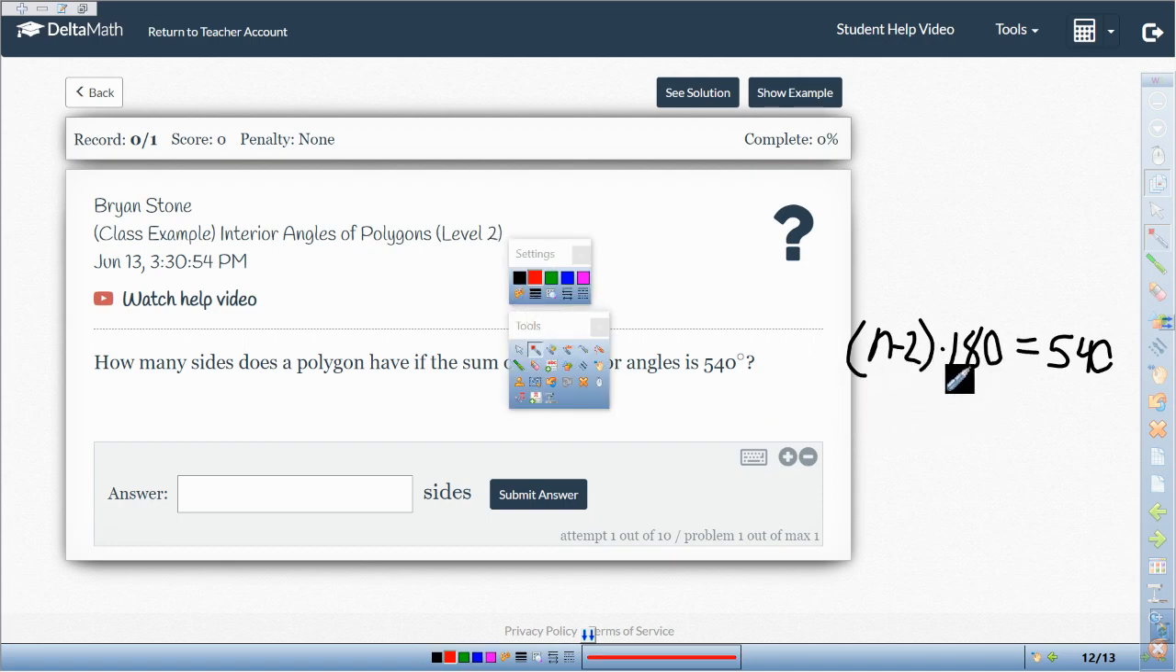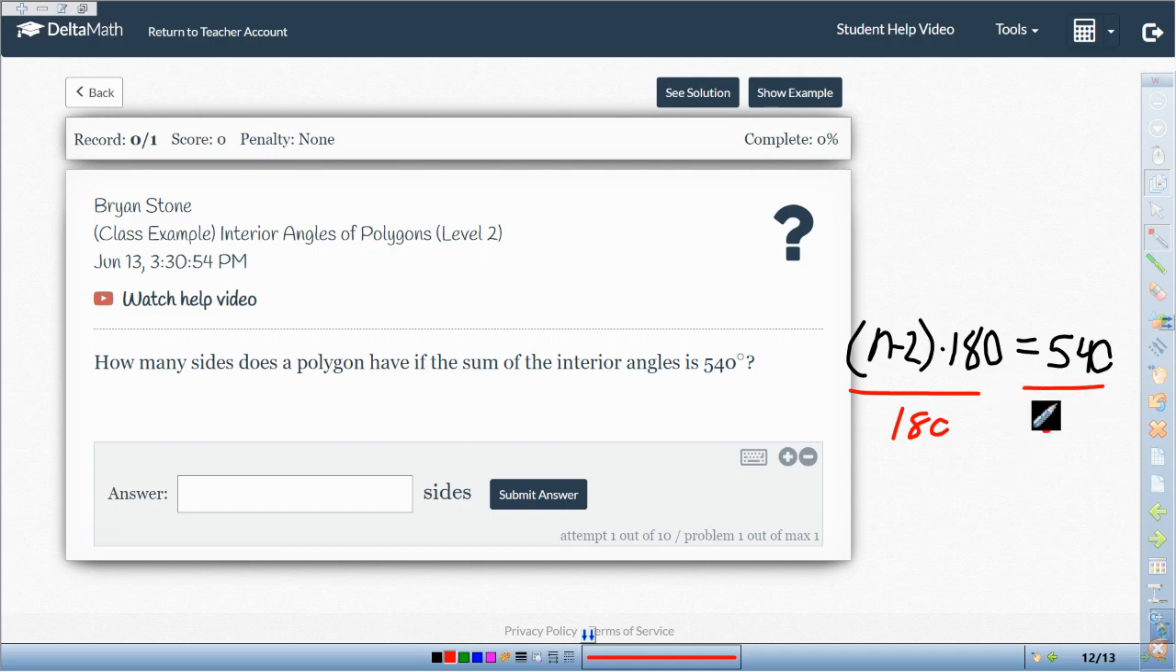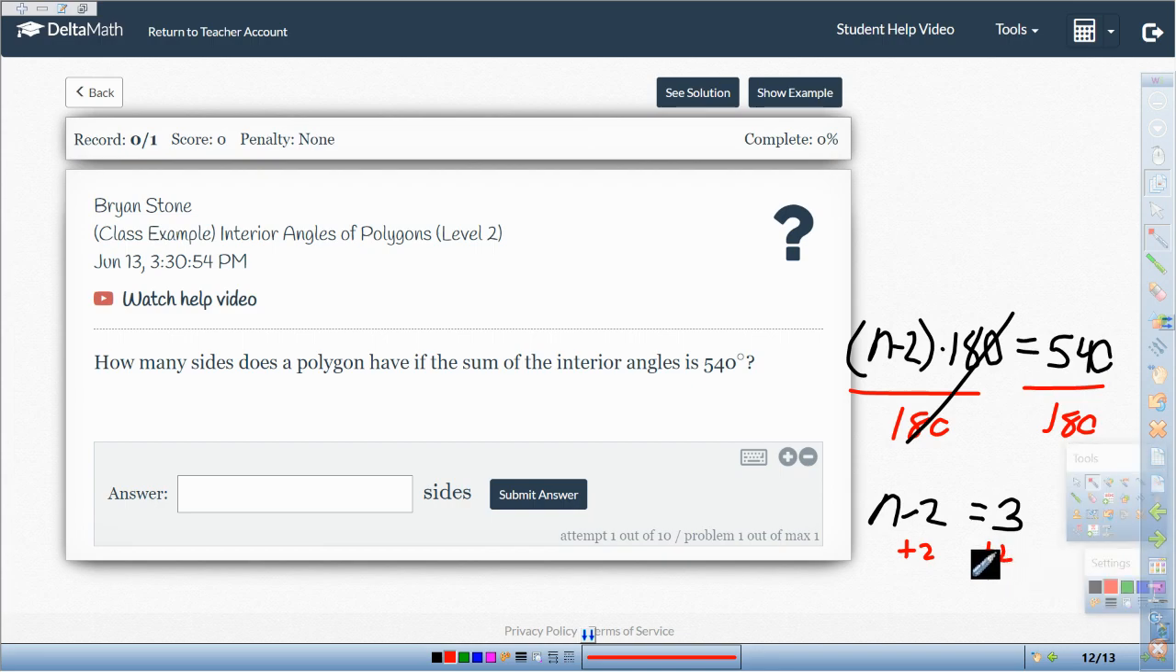When we go to do this solving, you might remember we need to deal with this 180 that's outside of the parentheses first. It's being multiplied, so we divide. Those are gone. I got n minus 2 equals 540 divided by 180. Looks like I'm getting a 3 over here. And then solving for n, add 2. Don't forget to add the 2. Sometimes people will get the 3 and they'll stop and say their answer is 3. Looks like n equals 5, and that is the number of sides. This thing has 5 sides.